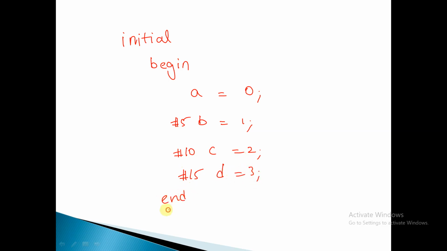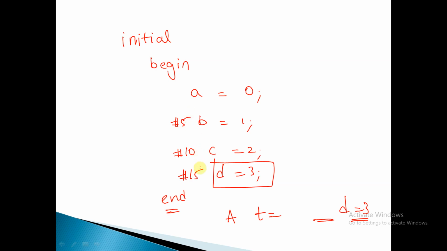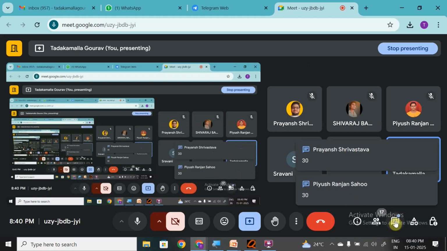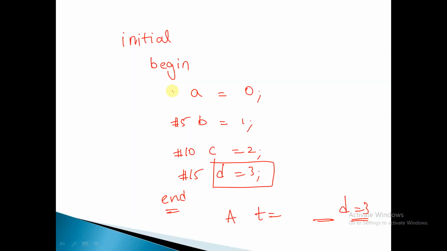After how many time units will this D is equal to 3 happen? Is it clear? So after 30 time units, my D will be equal to 3. Since I am using a blocking assignment, it is going to block.